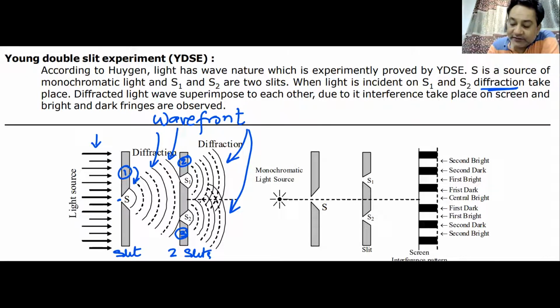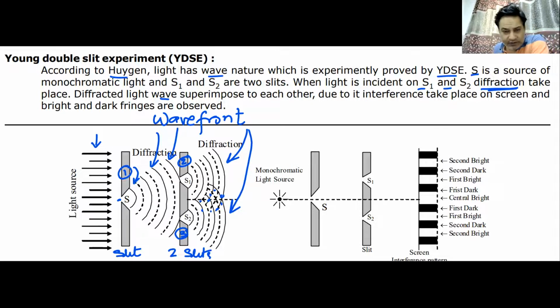So this is what it is written. According to Huygens, light has wave nature which can be experimentally proved by YDSE. S is a single source of light. From here, I have created two sources of light, S1 and S2, which are coherent by diffraction. These diffracted waves are superimposing. Do you see this superimposition? They are overlapping each other. Do you see all these points? They are overlapping each other.